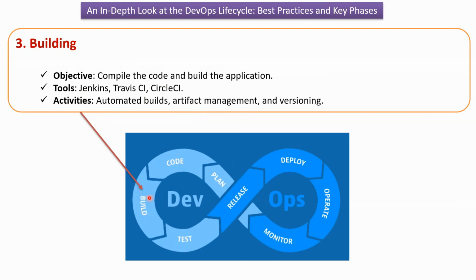Third step is building. The objective is to compile the code and build the application. Tools used are Jenkins, Travis CI, and Circle CI. Activities are automated builds, artifact management, and versioning.